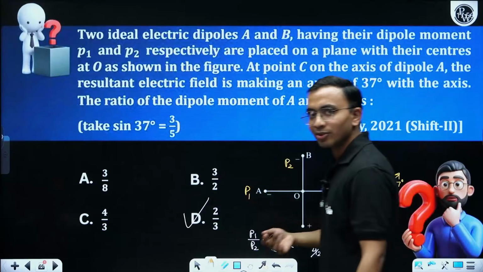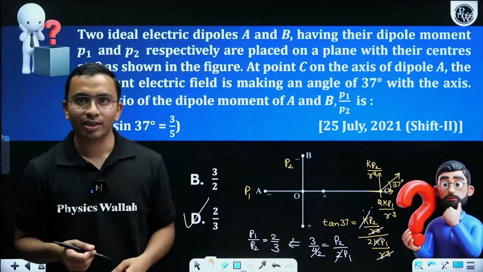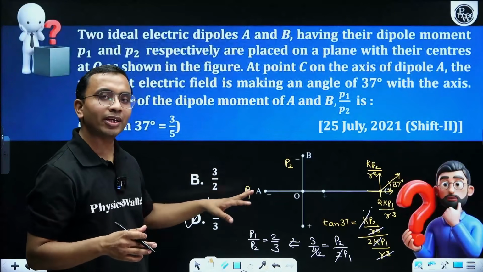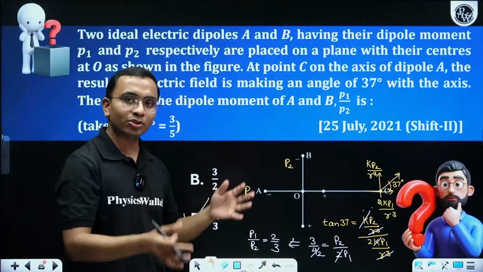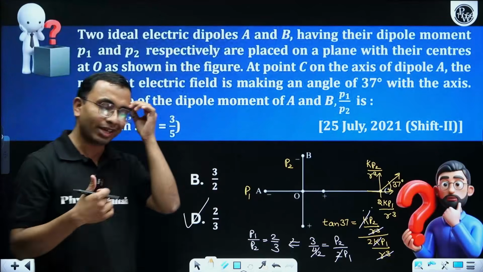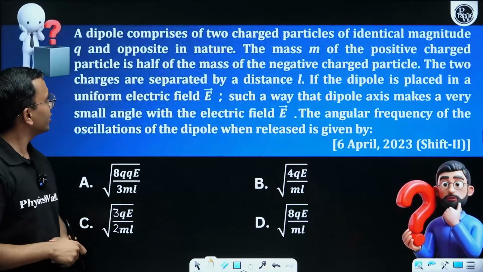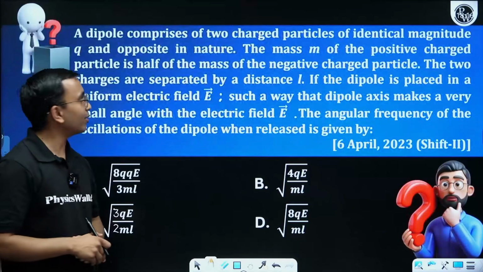Sometimes we have to do it in mind also. We are doing things very quickly, but P1 by P2 was asked, and we marked P2 by P1, or mentioned the ratio incorrectly. So it happens sometimes. Anyways, you got the point. So this is our next question. Let us read it out.